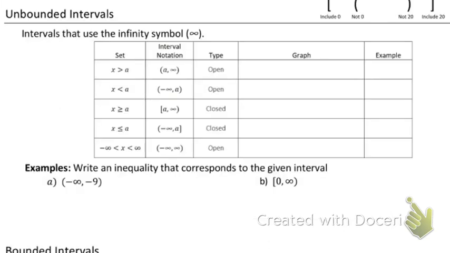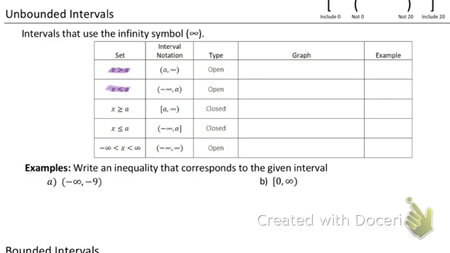So we have a whole bunch of sets here. And more particularly, these are all unbounded intervals. To be an unbounded interval, I need at least one infinity sign in that interval. And all of these, if you look over to the interval notation, they all have infinity in them. Now let's look real quick. If we don't have an equal to sign, as they are here, we have x is greater than, x is less than a, we use rounded brackets or parentheses.